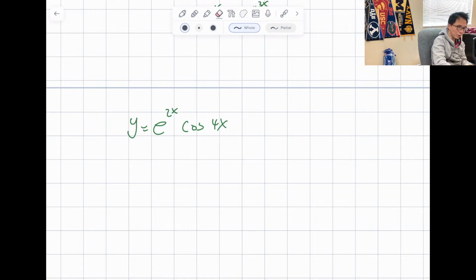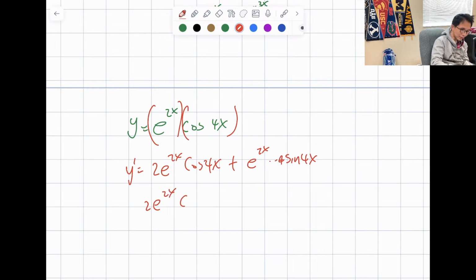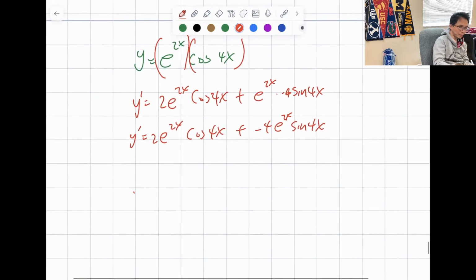Okay, good. So hopefully you guys see that. The things that you have to see is this. And the y prime is going to be, well, take the derivative of e to the 2x. It's going to be 2e to the 2x cosine of 4x. Do you guys get that? Plus e to the 2x times the derivative of cosine of 4x, which is negative sine of 4x times 4. Does that make sense? So this is 4, negative. So it'll be 2e to the 2x cosine of 4x plus negative 4e to the 2x sine of 4x. So that should be the final answer. I'm going to give you another one.